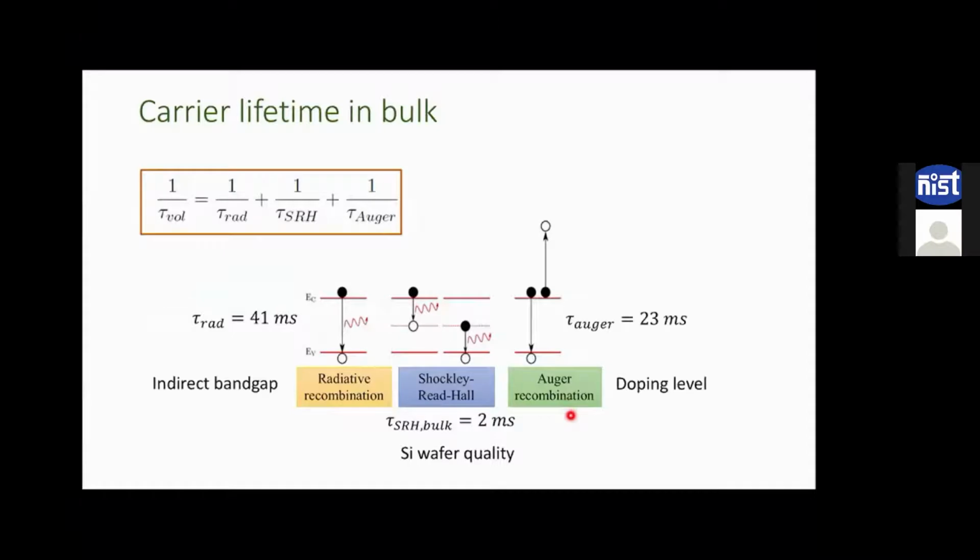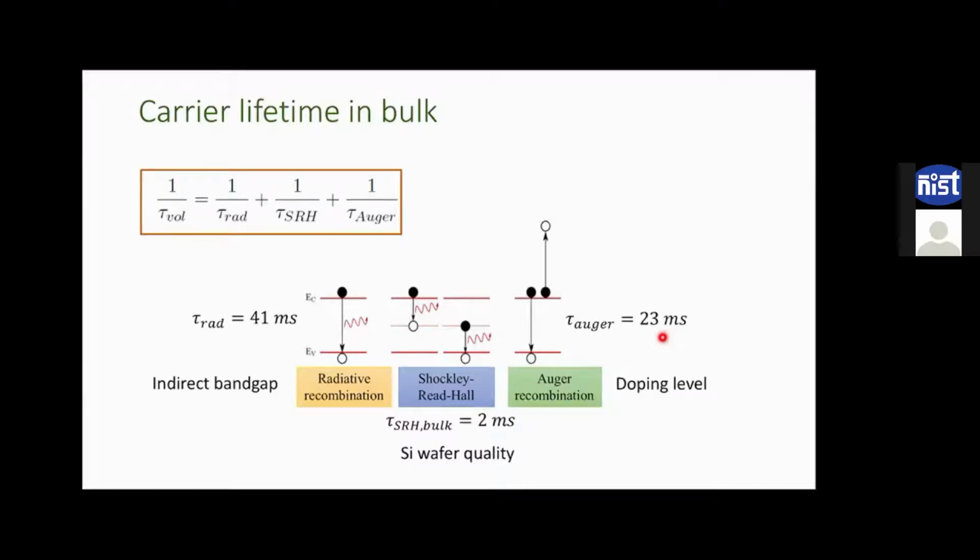Now let's look at the Auger recombination. Depending on the doping level of your crystalline silicon absorber, and for use in solar cells, usually a 10 to the power 15 per centimeter cube doping level is used. For that particular doping level, the Auger recombination lifetime for the photogenerated carriers is also quite high. It is around 23 milliseconds.